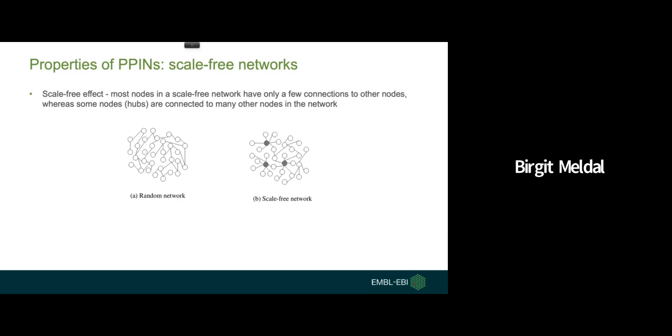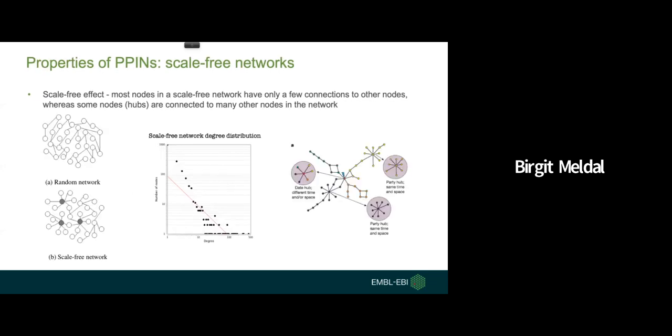This characterization of how many connections a node has is also called the degree of a node. So if you plot the degree of all the nodes in a network, you will find that the majority of proteins have a very low degree, so the top left on this graph, whilst a few nodes are highly interconnected and therefore have a high degree.